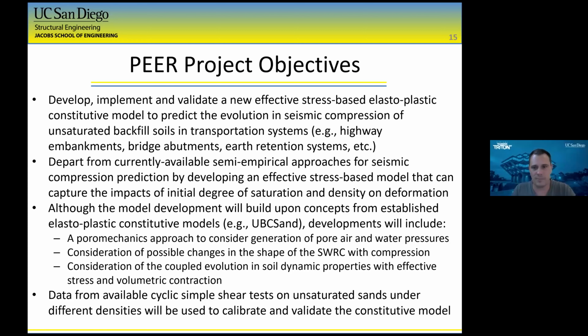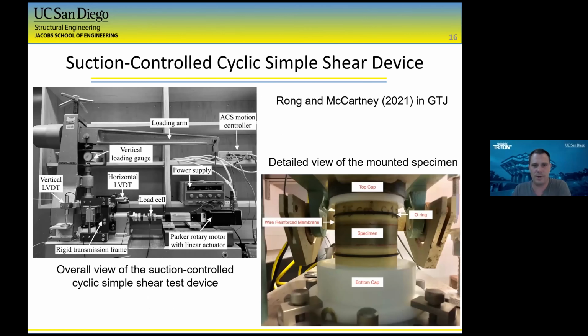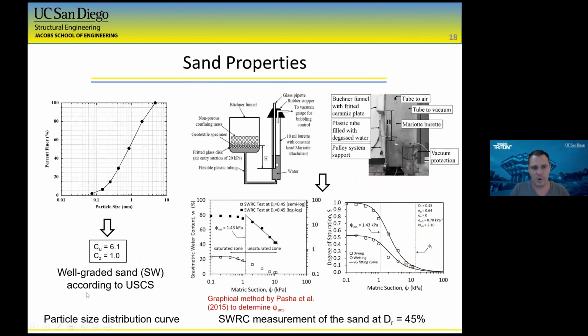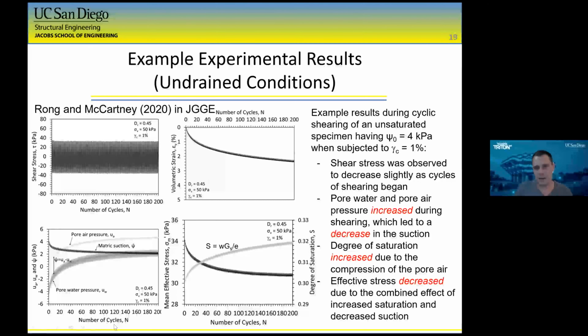So just quickly, I'll browse through some of the previous work on the experiments that we performed. We did some cyclic simple shear tests on a suction controlled device. We were able to measure independently the changes in suction and the changes in pore water pressure and pore air pressure during cyclic shearing. We tested mainly well-graded sand, which could be used as a backfill material in transportation structures, and performed some drained and undrained tests.